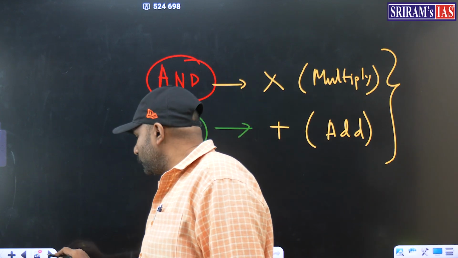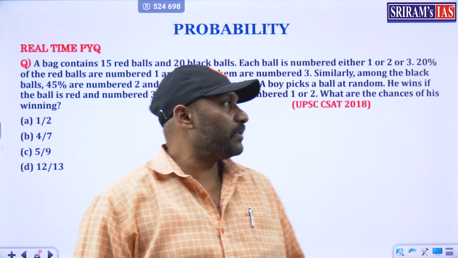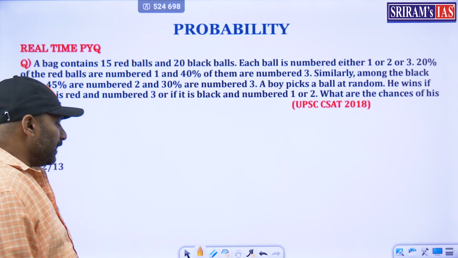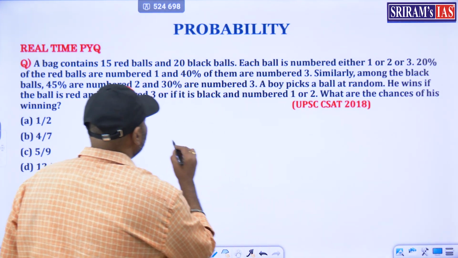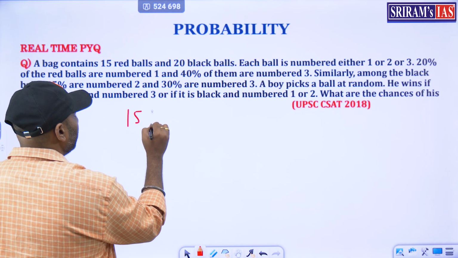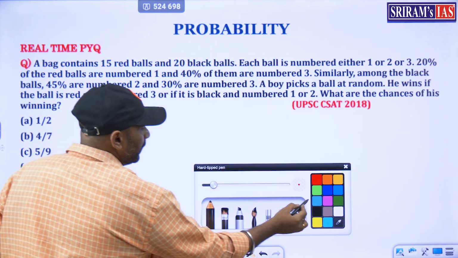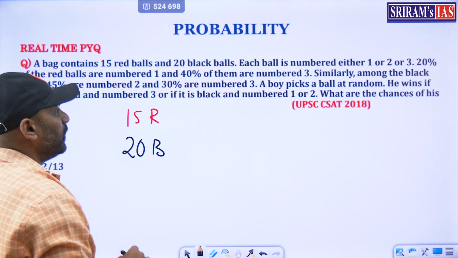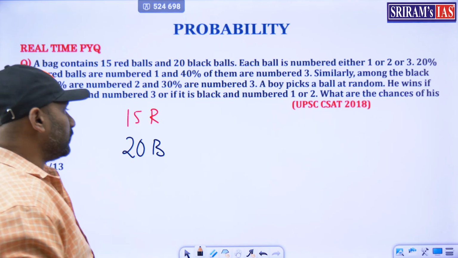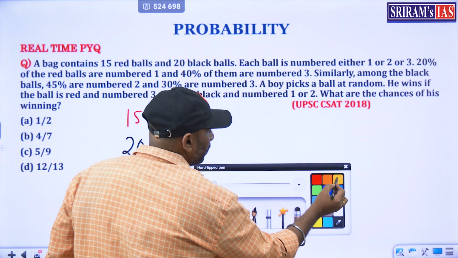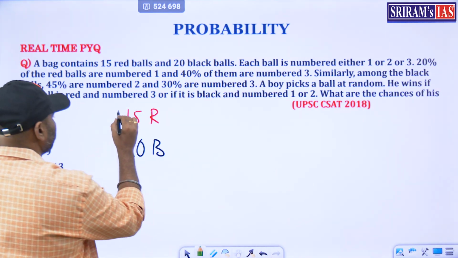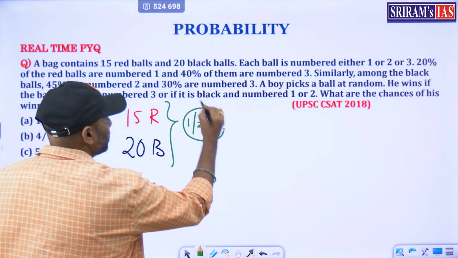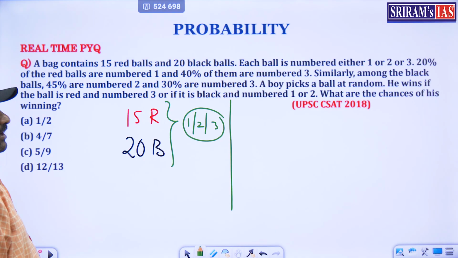Okay, so let's move on to the real questions. First, this question was asked in CSAT 2018. A bag contains 15 red balls. So according to the information we have, 15 red balls are there and 20 black balls are there. Each ball is numbered either 1, 2 or 3. So what are the numbering possibilities? Each ball is numbered 1 or 2 or 3. Any of these numbers is written on it. This is the information available with us.